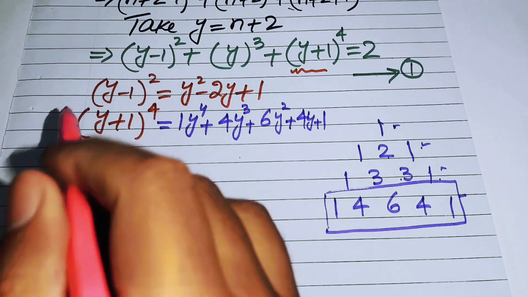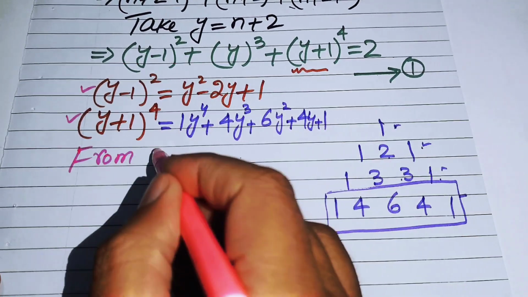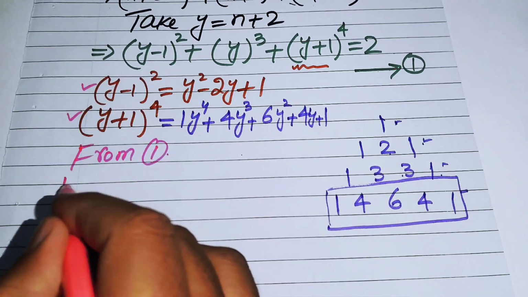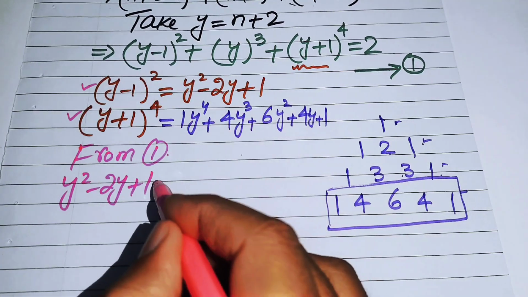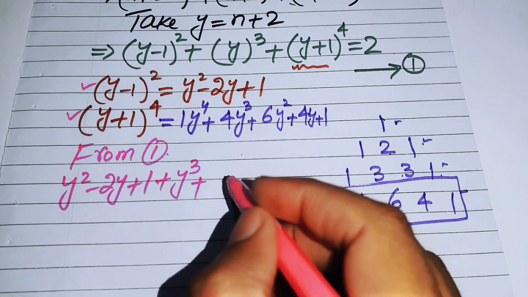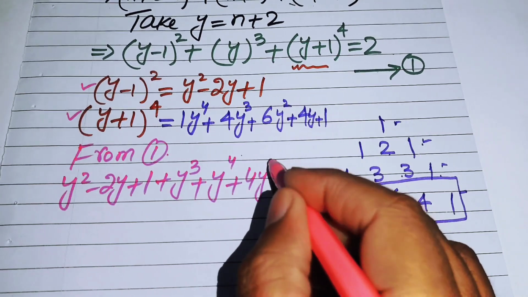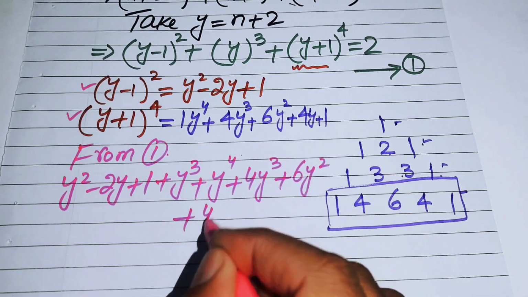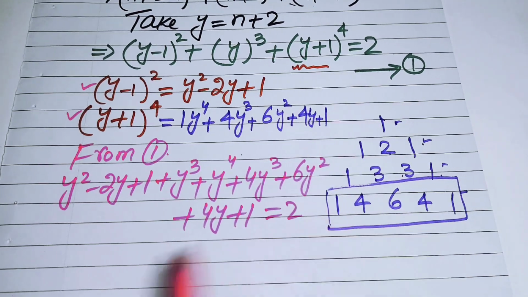Now we put the value of this term and this term in equation number 1. From 1, you put these values here, then it equals y^2 - 2y + 1, and here you have y^3. We write it as it is, and plus we write the terms of this factor, which equals y^4 + 4y^3 + 6y^2 + 4y + 1, and this equals 2.